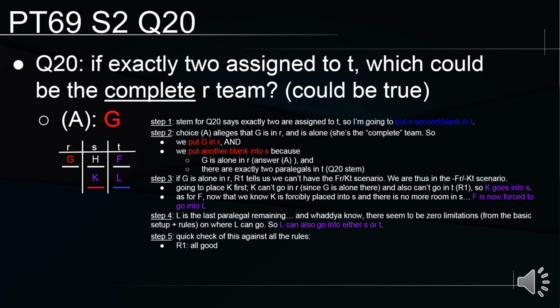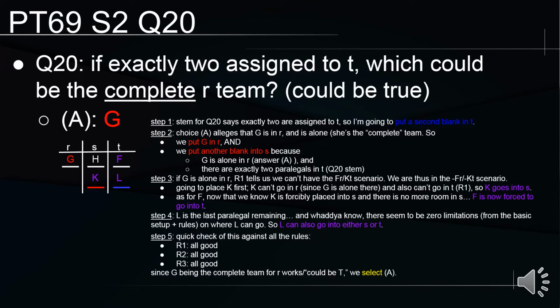Rule 1, all good. We have avoided FR and KT at the same time, so that's good. That satisfies rule number 1. Rule number 2, we're all good. G is alone, but F is not alone, so we do have one of those 2 alone, but not both of them, so that's good. And rule 3, we're also all good. Again, from the very beginning, we've always made sure to throw H into Team S, so that's always been satisfied. So since G, being the complete roster for Team R, works, and it therefore could be true, we select A.